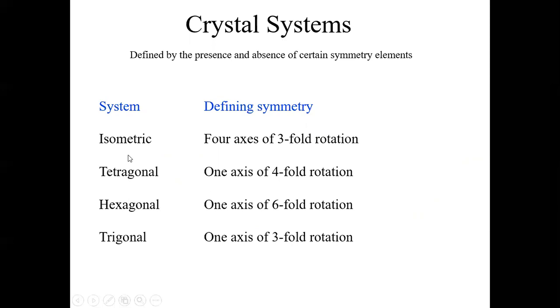In the case of the isometric system, the defining characteristic is the presence of 4 axes of threefold rotation. In the tetragonal, it's the presence of 1 axis of fourfold rotation. In the hexagonal, it's the presence of 1 axis of sixfold rotation. In the trigonal, it's the presence of 1 axis of threefold rotation. Now, in the isometric, you can have axes of threefold rotation also, but if there's only 1, it's going to be trigonal. If there's more than 1, there can only be 4, and it's isometric.